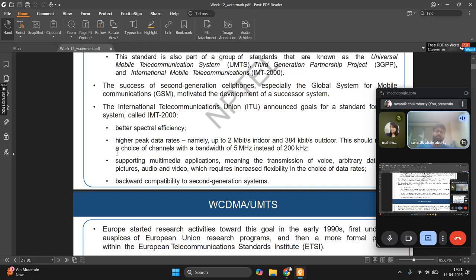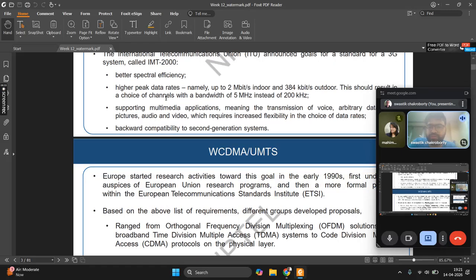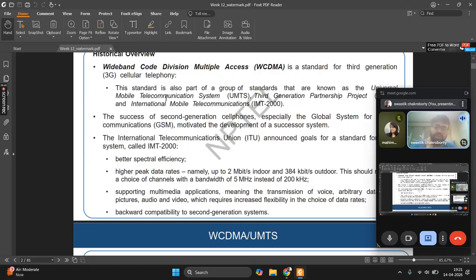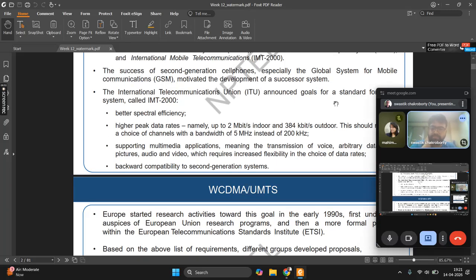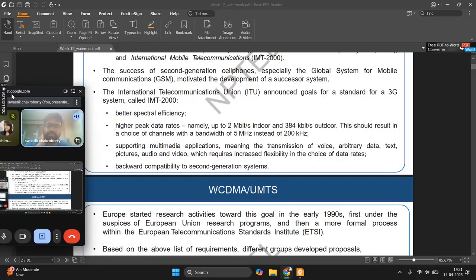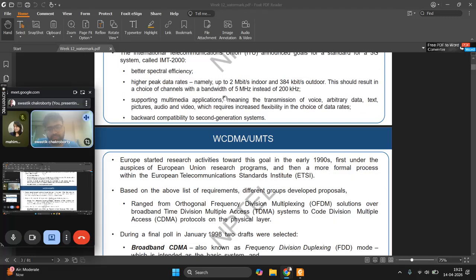Then the International Telecommunication Union (ITU) of the United Nations announced goals for a standard 3G system called IMT 2000, which would give better spectral efficiency and higher peak data rates, up to 2 Mbps indoor and 384 kbps outdoor. That sounds laughable in this day and age, but when it was developed around 2000, it was revolutionary. It should support multimedia applications, meaning transmission of voice, arbitrary data, text, pictures, audio, and video, and it should of course be backward compatible with the second generation systems.